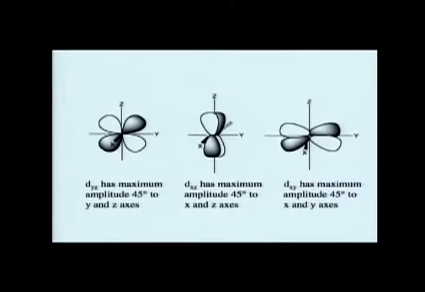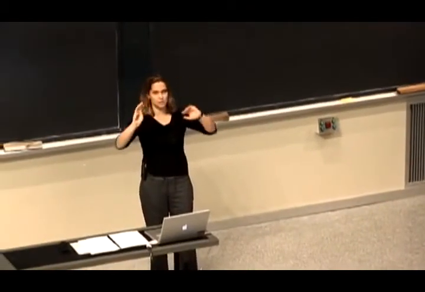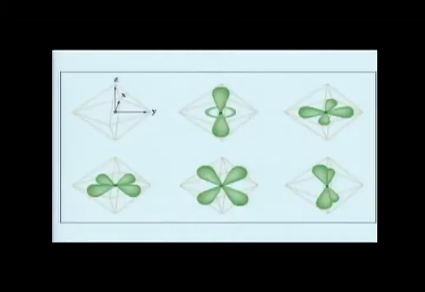So we have the dyz shown here, dxz shown here, so maximum amplitude 45 degrees off the z and y axes, or z and x axes, and then these pictures are a little bit complicated to see, dxy, so it's 45 degrees off of the x and the y. And so here I tried to draw them all in the same orientation of axes, which is a little bit difficult. So now let's look at them in terms of where they're drawn so you can kind of see them a little bit better.